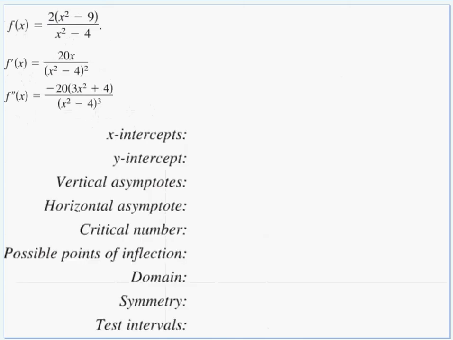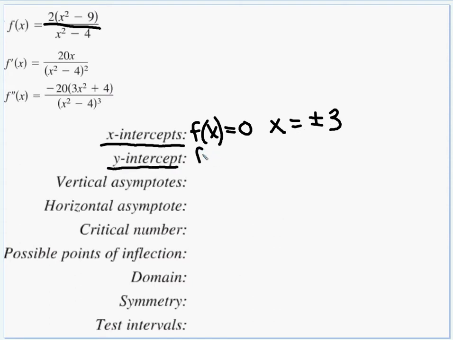All right. So let's start filling in some of this stuff. X-intercepts, that is where f of x is equal to 0. And if it's in the form of a fraction, it's where the numerator alone is equal to 0. If we set that equal to 0, we'll get plus or minus 3. X-intercepts, plus or minus 3.